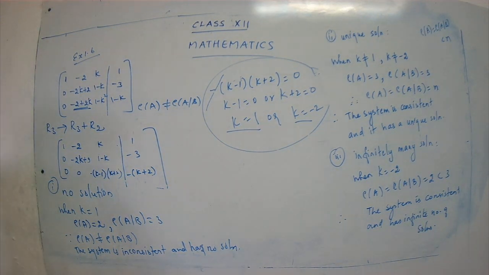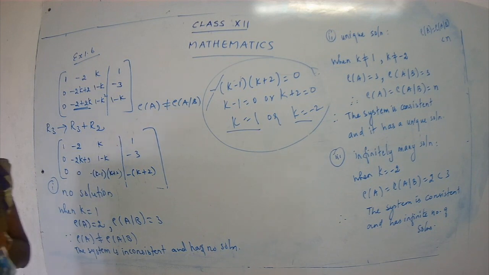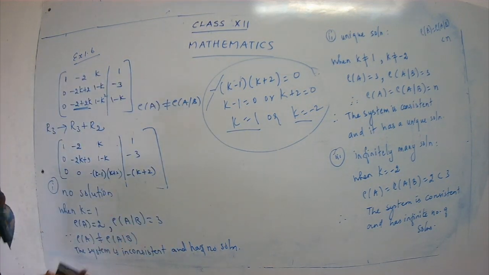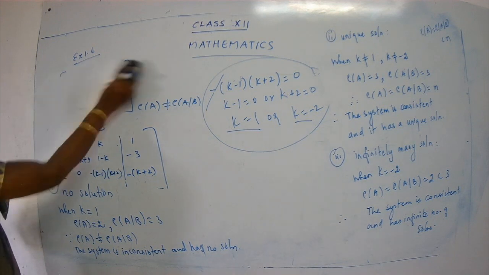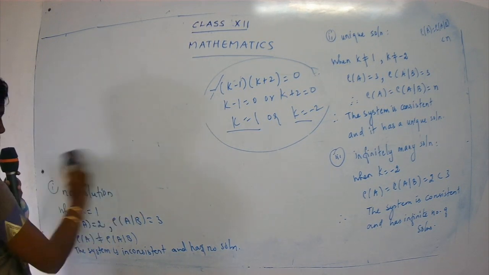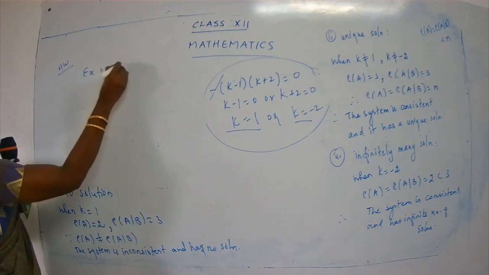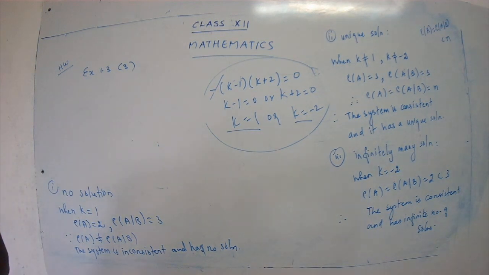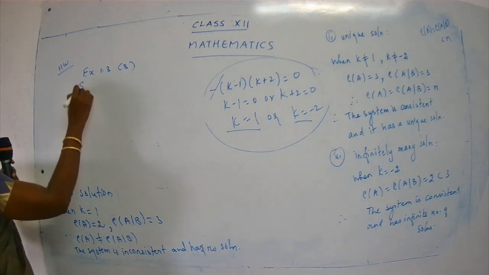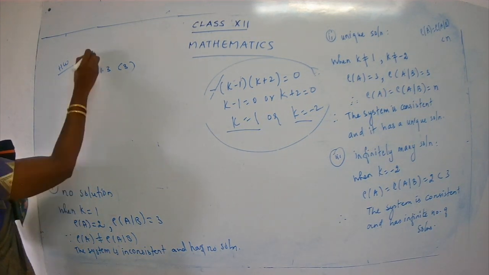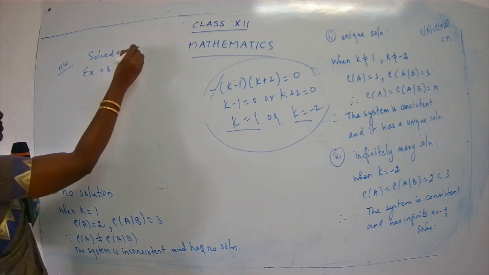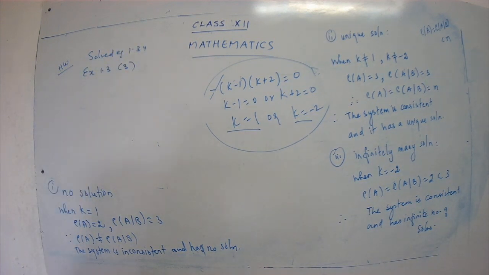Now let's come to the last sum. The last sum will be a homework. That is exercise 1.6, question number 3 will be a homework. Along with sum number 3, you are going to do solved example 1.34. So first you do solved example 1.34. For that last sum, that is the third sum, you have to follow solved example 1.34. Just do 1.34, you will get an idea.